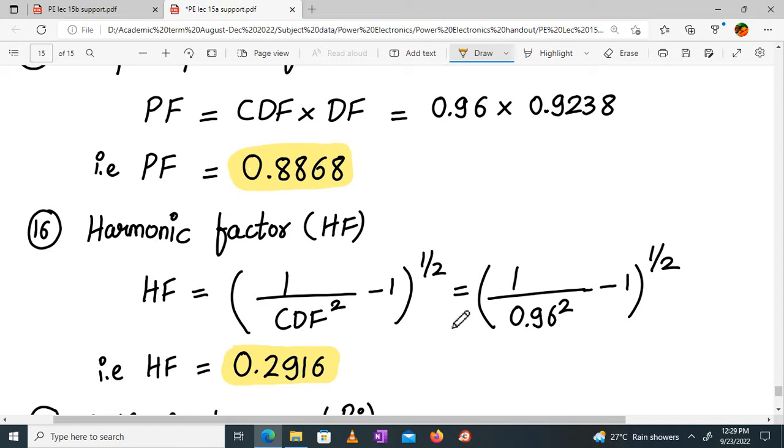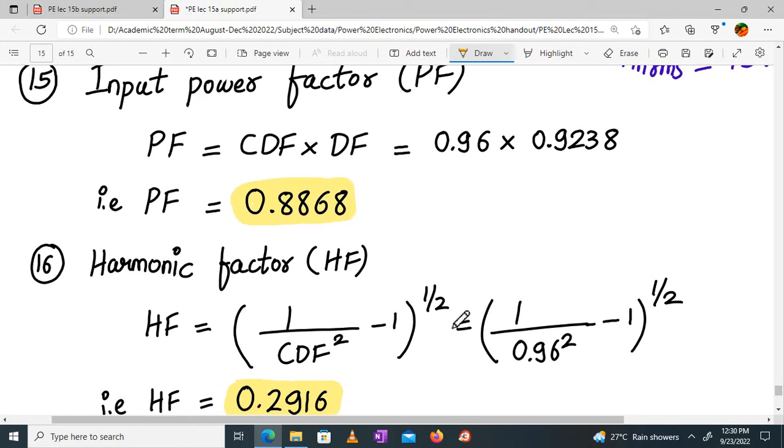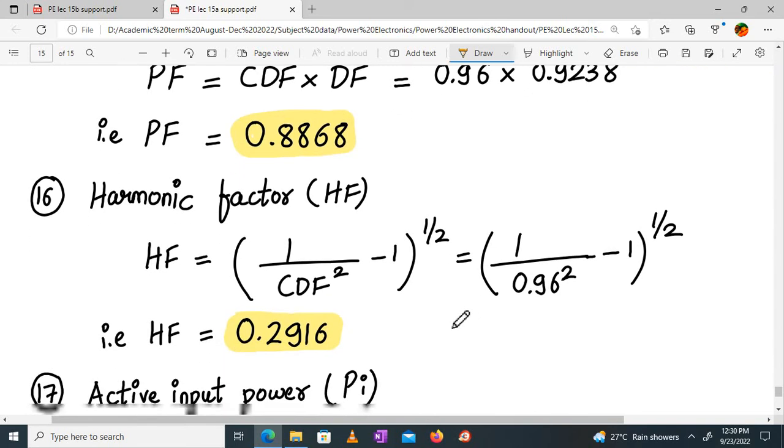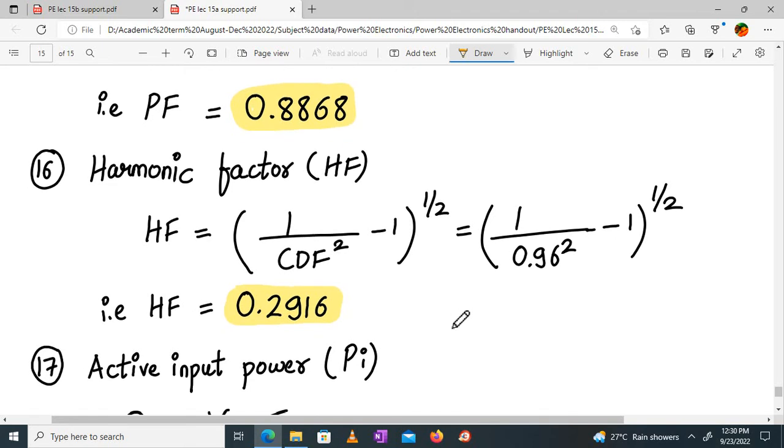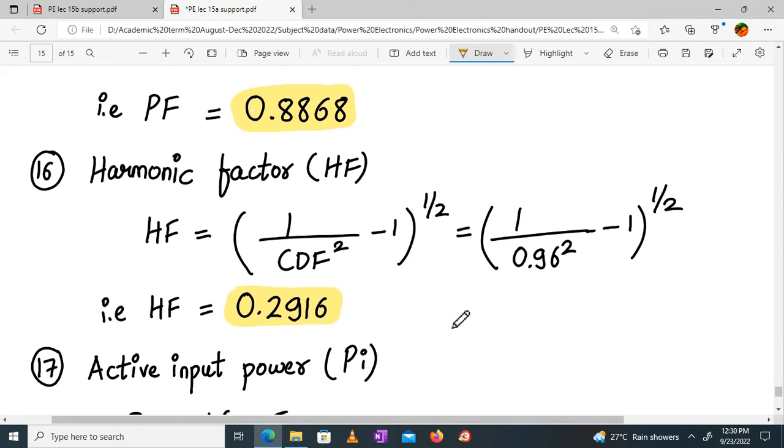What should be ideal power factor? 1. Anything greater than 1 is wrong. Power factors are always less than 1. So that's your clue कि ये correct है क्या नहीं. Is that fine? Harmonic factor, is it coming 0.2916 or 0.29? Please calculate. 0.29, right?